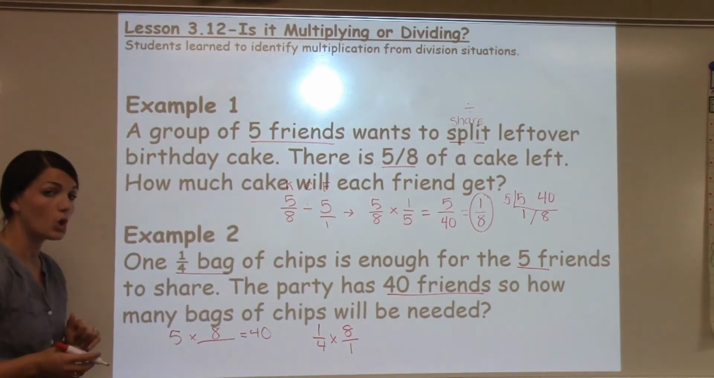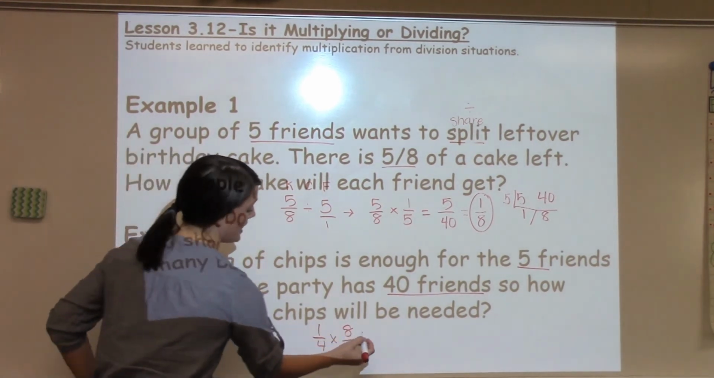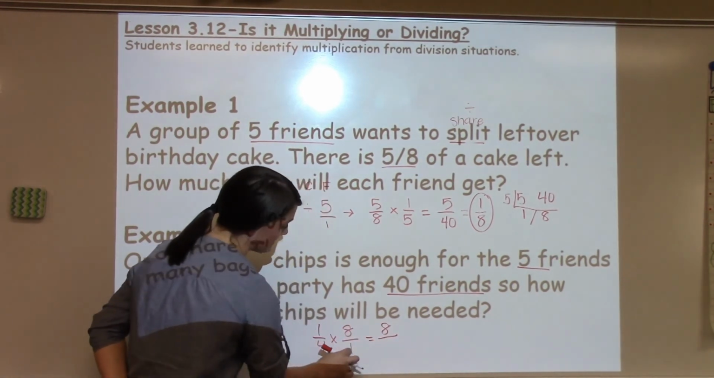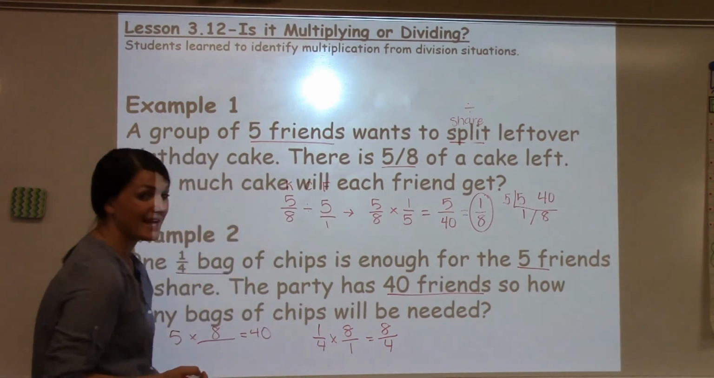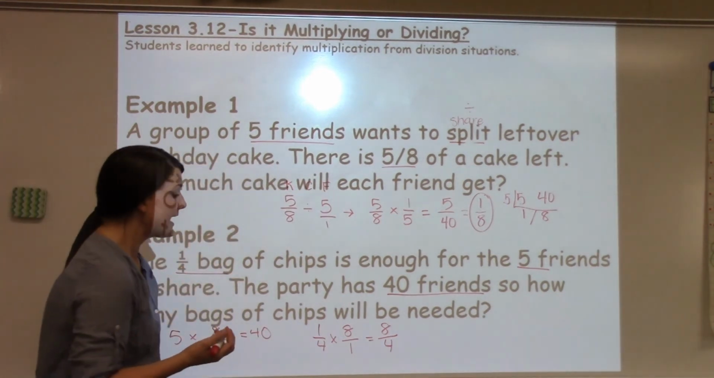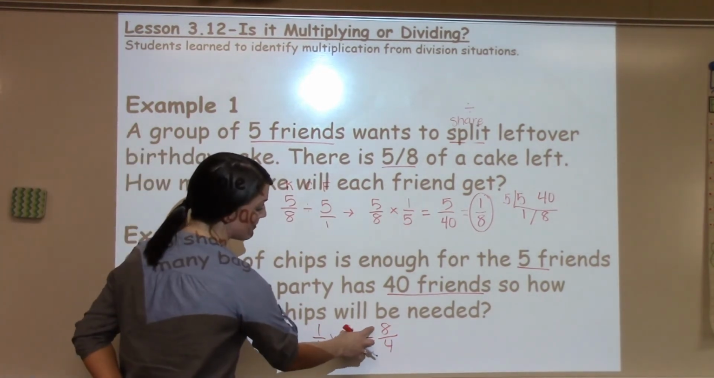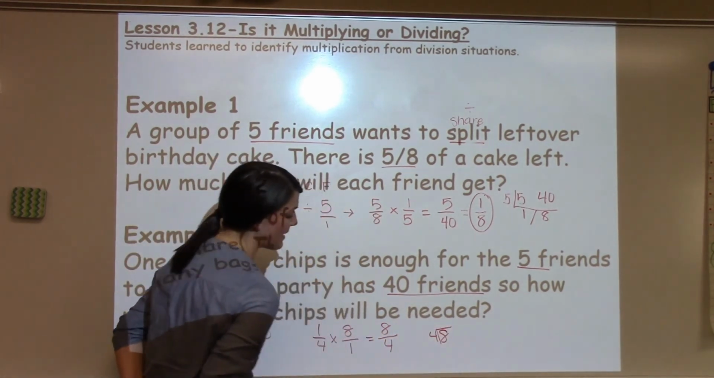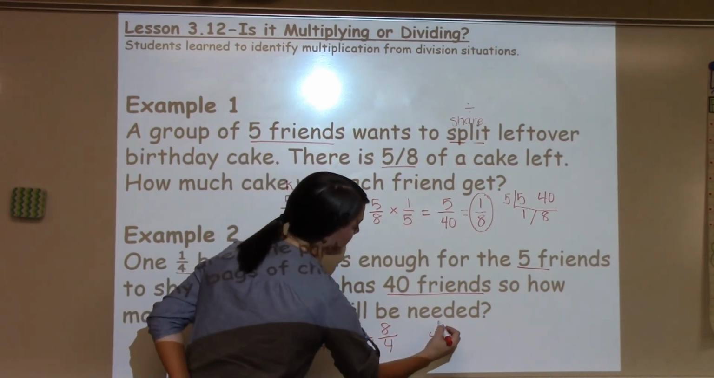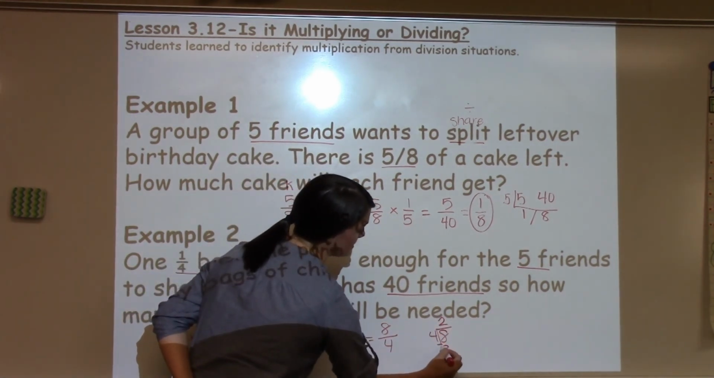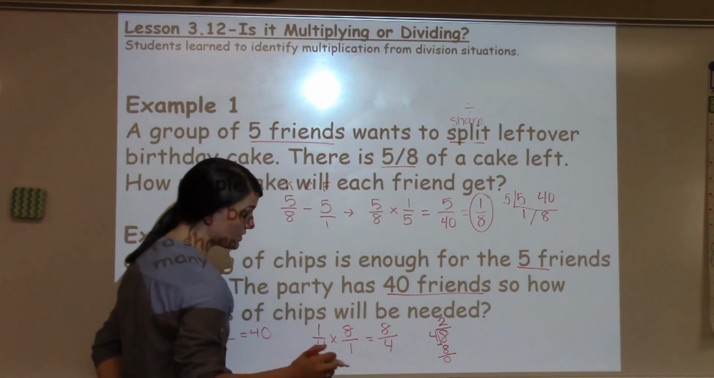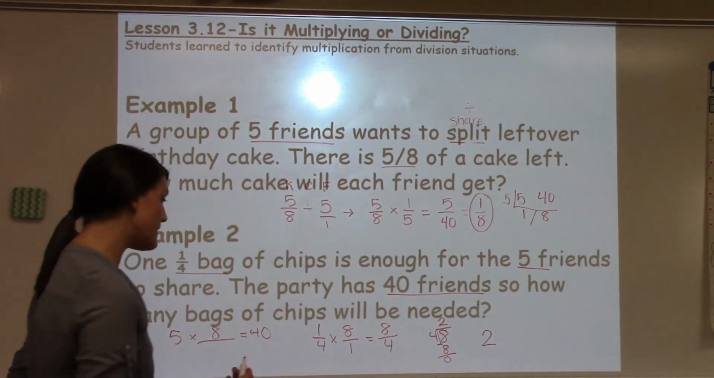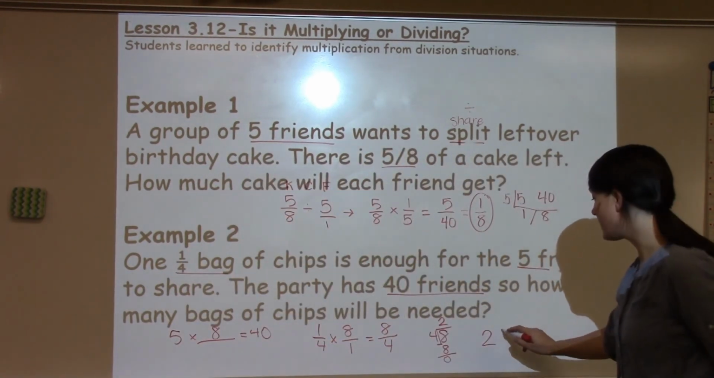Well, anytime I'm working with the whole number, I always place it over 1, and then I just get to multiply top times top, bottom times bottom. When I get 8/4 as my answer, I know that that is improper because the top is bigger than the bottom. So I'm going to divide 8 divided by 4. 4 goes into 8 2 times. I do not have a remainder. That's exactly what I need. So I am going to need 2 bags of chips in order to feed all of my guests.